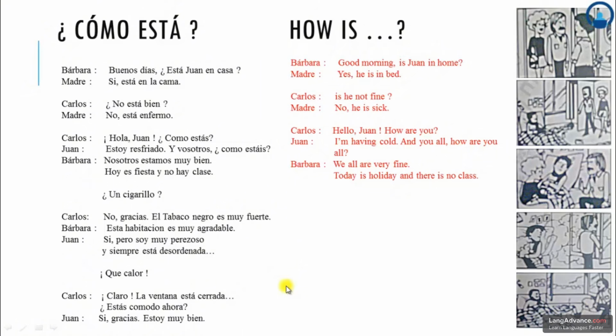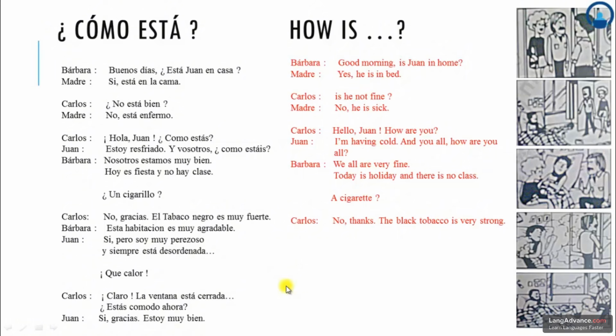¿Un cigarrillo? A cigarette? No, gracias. El tabaco negro es muy fuerte. No, thanks. The black tobacco is very strong. Negro means black and fuerte means strong. And by the rule of adjectives coming after the noun, in Spanish we have said tabaco negro.